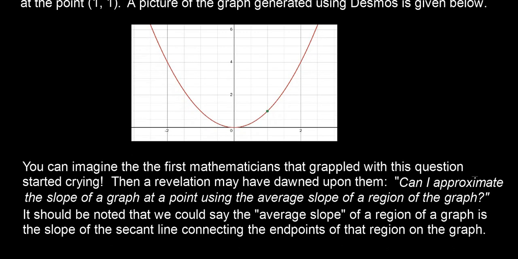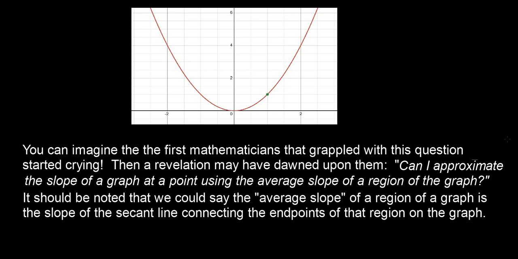Now, you could imagine mathematicians dealing with this question for the first time. How the heck do you do it? They might have cried to start out with. How is it going to happen? But then they may have come to a revelation that, hey, maybe I can't find the slope at the point 1, 1, but perhaps I got a shot at least at approximating it. Maybe I can approximate the slope at 1, 1 by taking the average slope of a region on the graph. So I would pick a region that's close to the point 1, 1 and find the slope there and say, well, okay, that's roughly the slope at 1, 1.